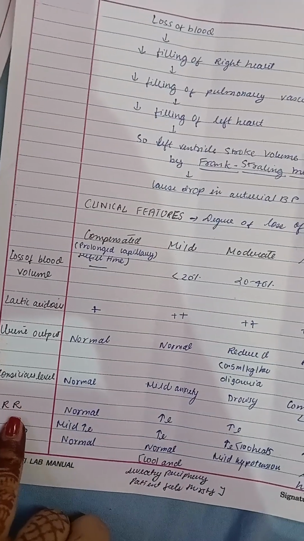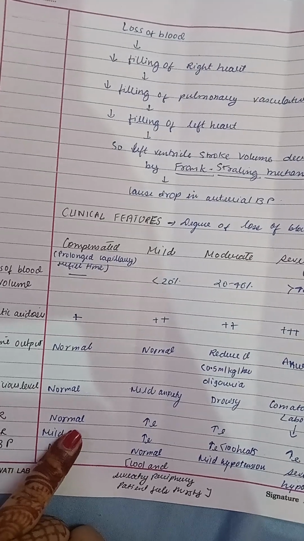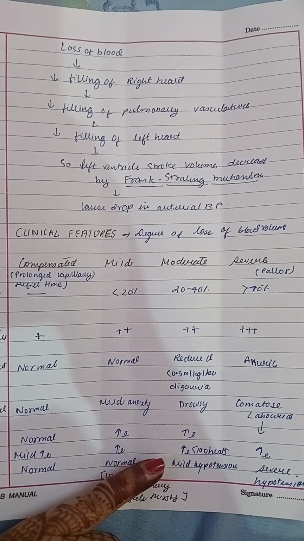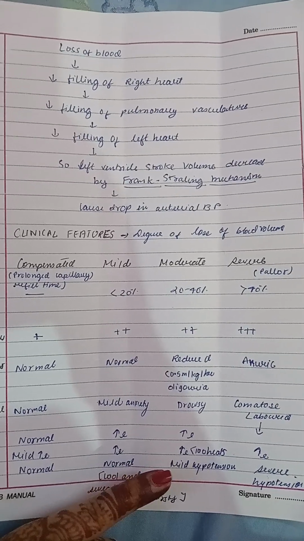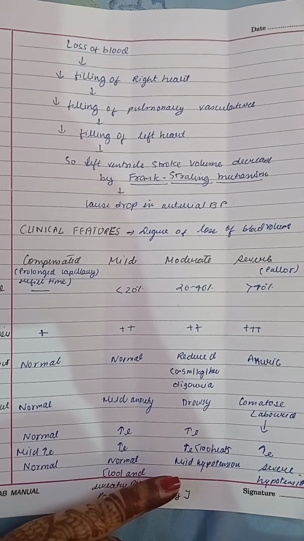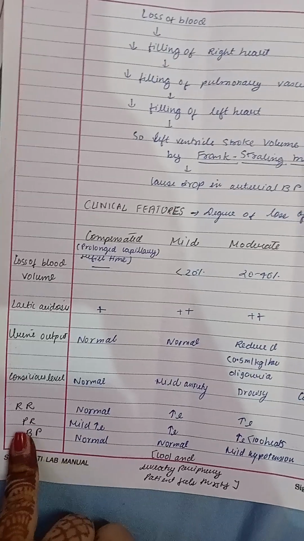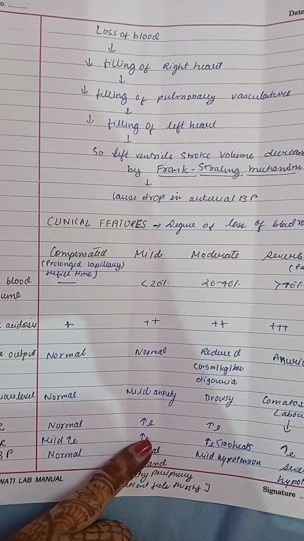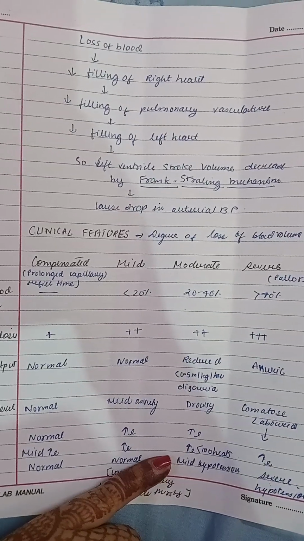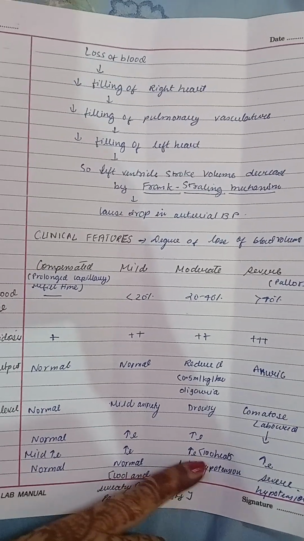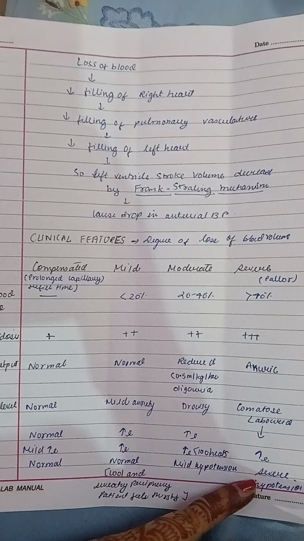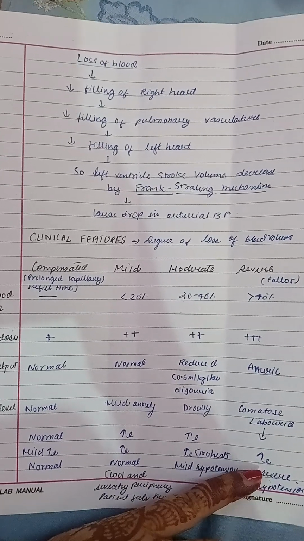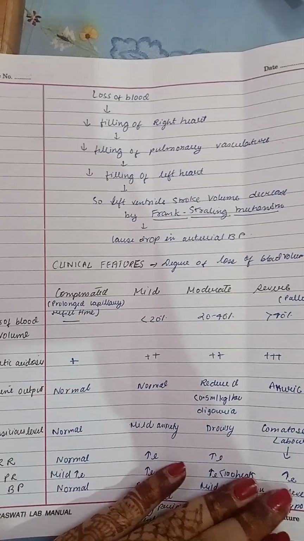Okay, now RR, that is respiratory rate, will be normal in compensated shock, will be increased in mild and moderate, and will be labored in severe shock. Okay, now pulse rate: there will be mild increase in compensated. There will be increase both in mild and moderate. In moderate, it will be less than 100 beats per minute. And there will be increased pulse rate in severe also. Okay, normally pulse rate increases in all.